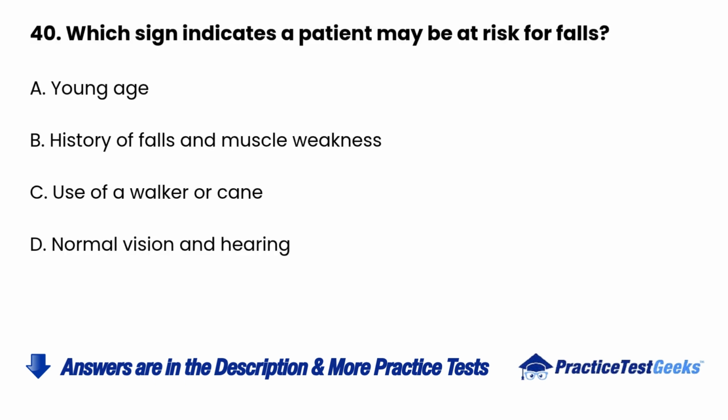40. Which sign indicates a patient may be at risk for falls? A. Young age. B. History of falls and muscle weakness. C. Use of a walker or cane. D. Normal vision and hearing.